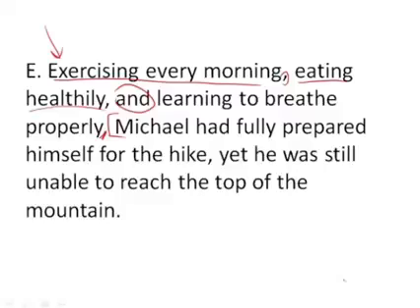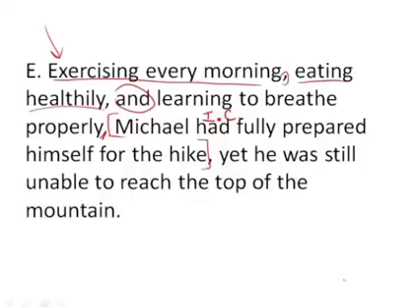Michael had fully prepared himself for the hike. Had that been everything, that would be a sentence because we have Michael, the subject, had fully prepared, the verb. But just because we have our independent clause, remember it can stand alone, it's a sentence, same thing, independent clause. We'll put IC there for independent clause. Even though we have one, we can have something more, and indeed we do. Yet he was still unable to reach the top of the mountain.